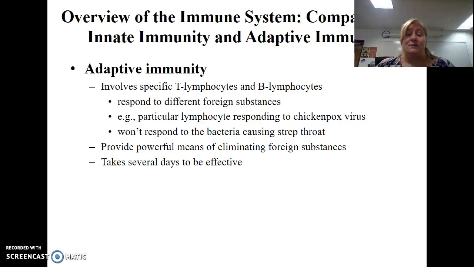The major difference between the innate defenses and our adaptive defense mechanisms is innate is going to respond immediately to the breach in our barriers. Adaptive have to build up an army before they can actually attack. But once they attack, they wipe out the pathogen, and then they remember that same pathogen.